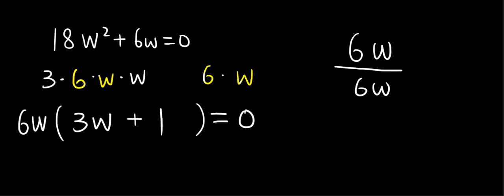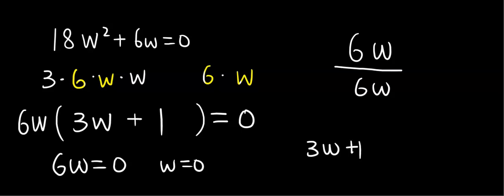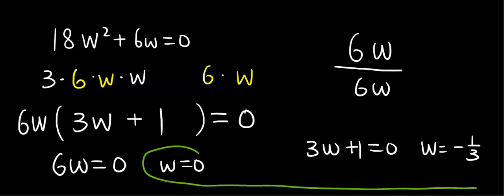Now we can use zero product property. Situation 1, 6W is 0, which makes W is 0. Situation 2, 3W plus 1 is 0, which makes W is negative 1 over 3, negative 1/3. Now, we're going to put our solution in a long bubble right here.